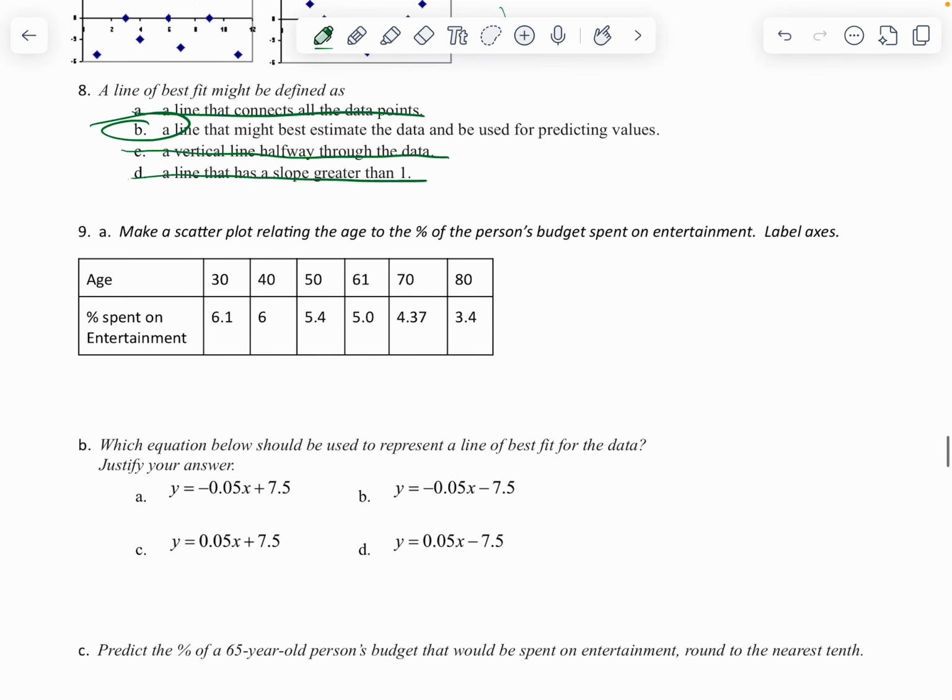So make a scatter plot. Plotting a scatter plot relating the ages to the percent of people's budgets spent on entertainment.